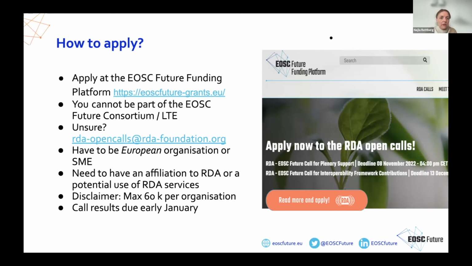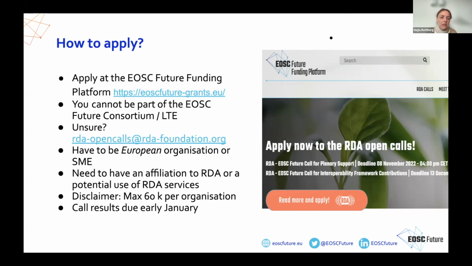Just to reiterate, you cannot be part of the EOSC Future Consortium or an LTP, a linked third party. EOSC Future is a very large consortium. If you're unsure in any capacity, please email us at the email underneath there. We can find out, because it has so many different partners with linked third parties and cooperations going on. You cannot in any way, unfortunately, be linked to the EOSC Future Consortium. You have to be based in Europe. Your tax address and your address has to be in Europe in order to receive the funding.